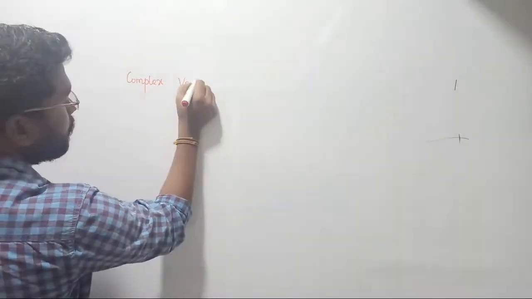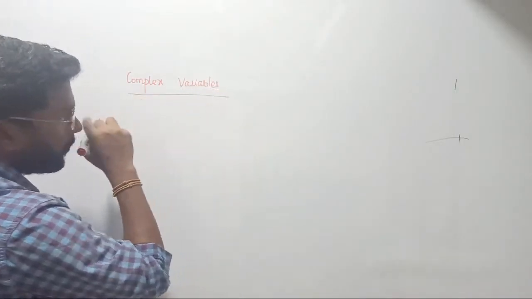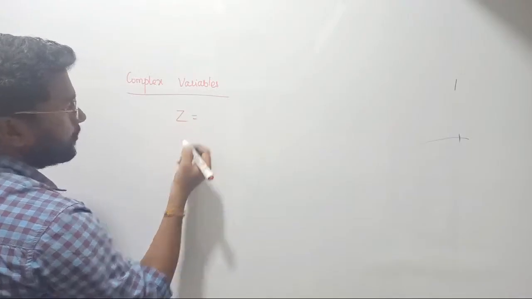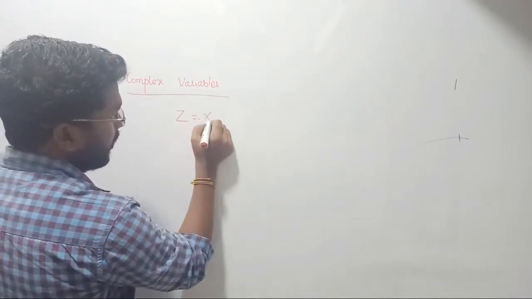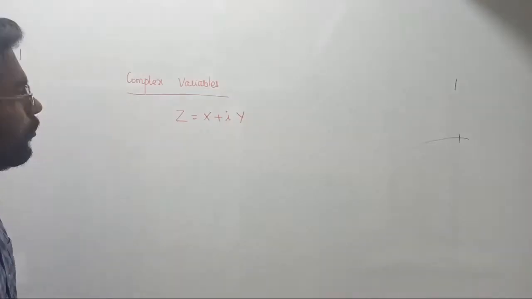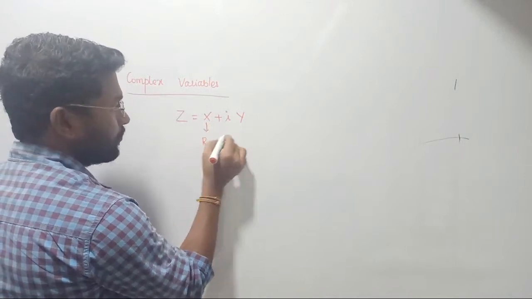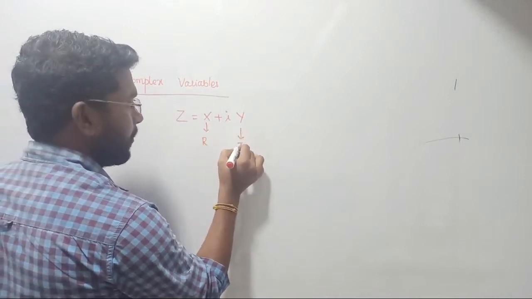Okay, how are we representing the complex variable? For an example, let me consider an independent variable z. We all know that it can be defined as x plus i times y. Of course it's a complex variable. Why? Because it has a real part, and it also has an imaginary part.